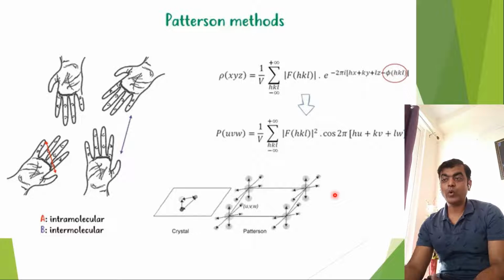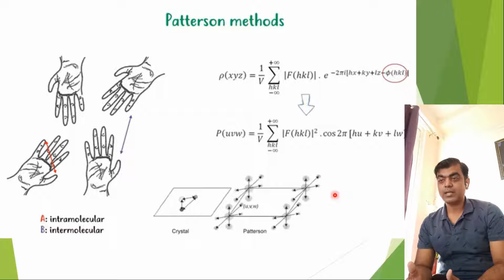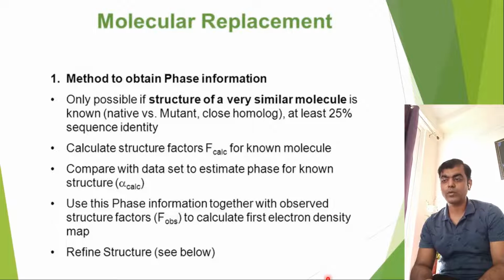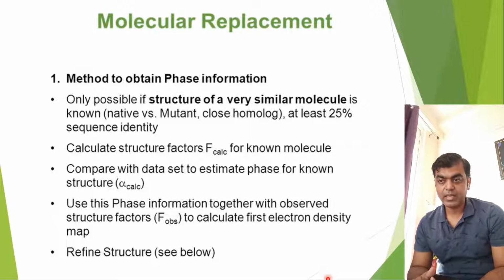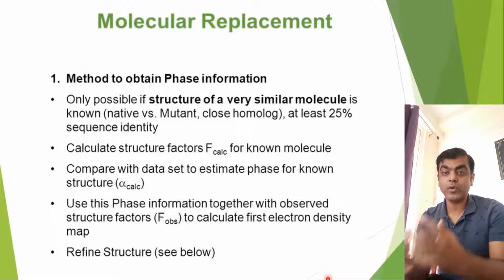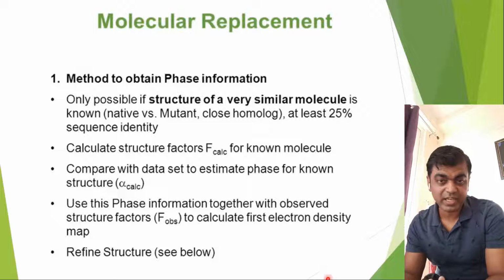Okay, so how do you obtain this? There are basically 3 methods I'll grossly discuss today. The first method to obtain phase information is only possible if the structure of a very similar molecule is known, with at least 25% sequence identity. So what does that mean? I have a structure of a very similar molecule, and it may be a very close homologous molecule, or it may be a mutant, or it may be another native form also.